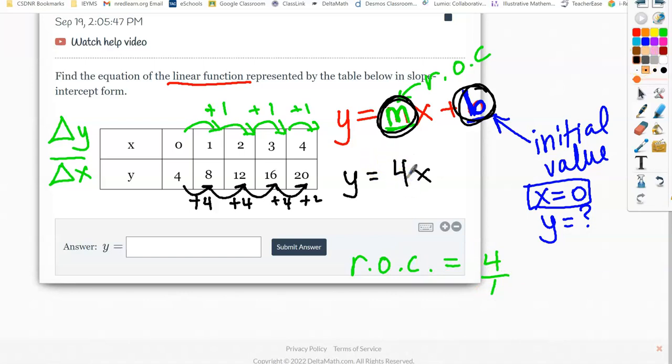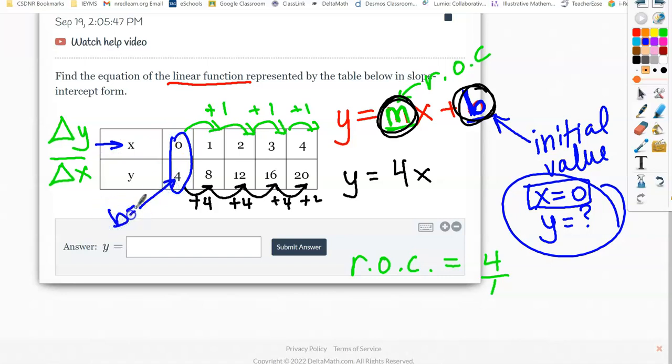So I'm going to put that 4 here. And now for the initial value. We find this by looking in the table. Look in the x row and find 0. Whatever y is, that's your b value. The initial value for us also happens to be a 4. So this is our final answer: y equals 4x plus 4.